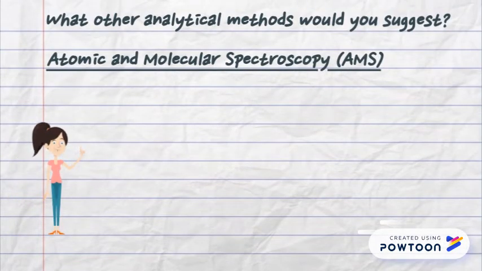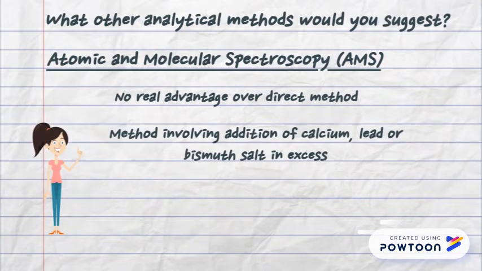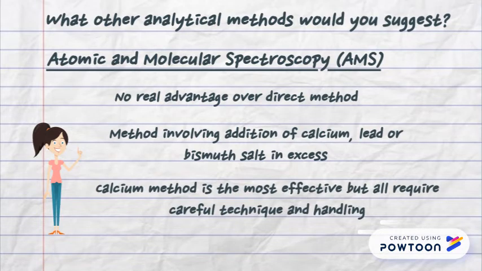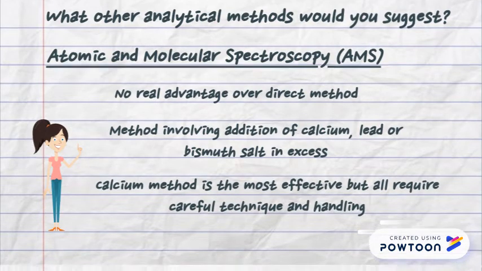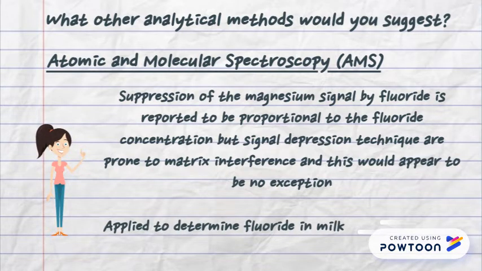Moreover, atomic and molecular spectroscopy can also be used to determine fluoride concentration, but this method has no real advantage over the direct method for fluoride ion. AMS involves addition of calcium and lead in excess. The calcium method is the most effective, but all require careful technique and handling. A suppression of the magnesium signal by fluoride is reported to be proportional to the fluoride concentration, but signal depression techniques are prone to matrix interference and this would appear to be no exception. AMS is applied to determine the fluoride concentration in milk, as milk contains high calcium.